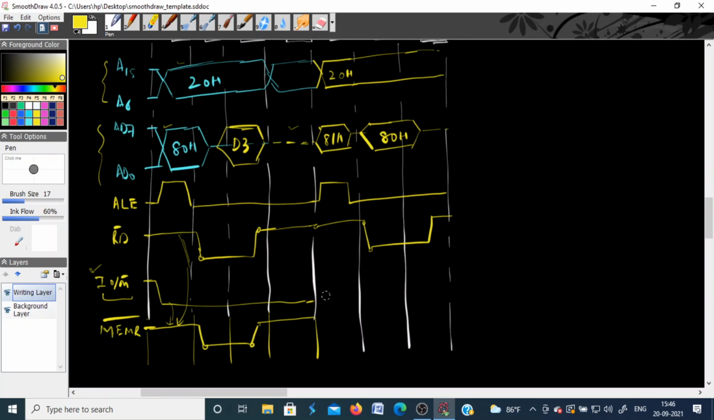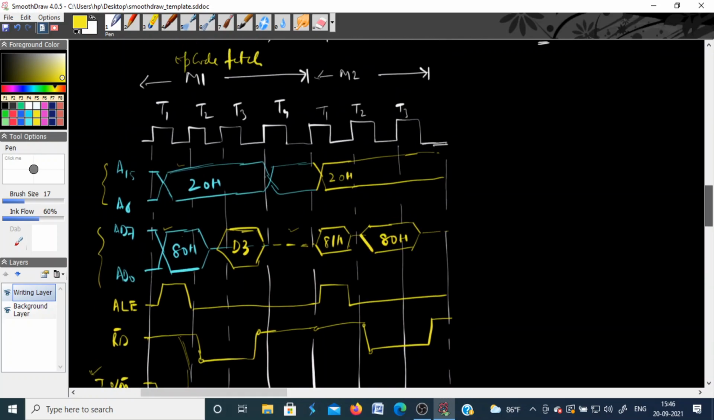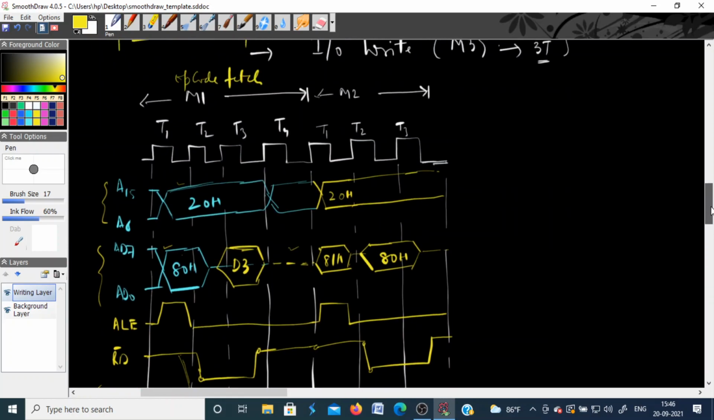Again, since it is a memory related operation, your IO/M-bar will remain at logic 0, and this memory read signal will again go low when the read signal gets activated. This is the memory read cycle. So these two cycles you already know, that we already discussed in the timing diagrams.